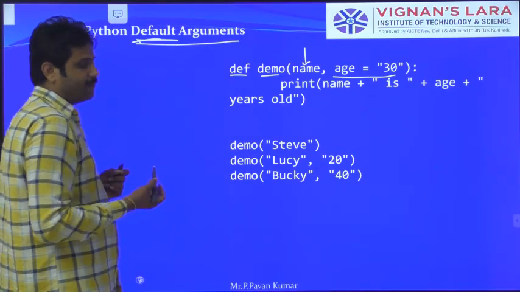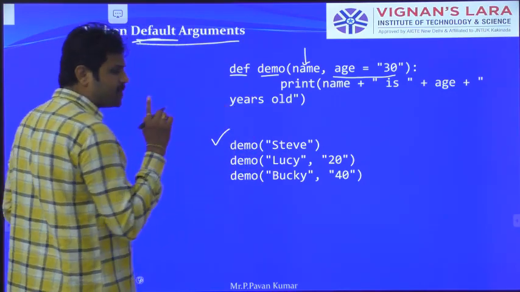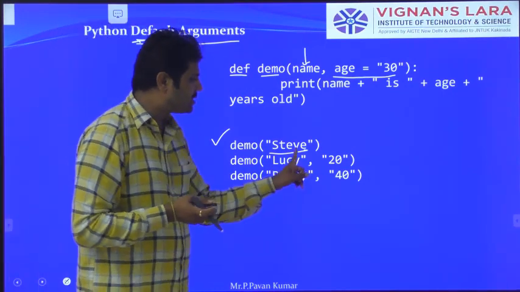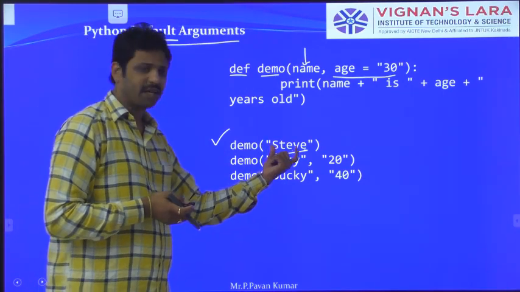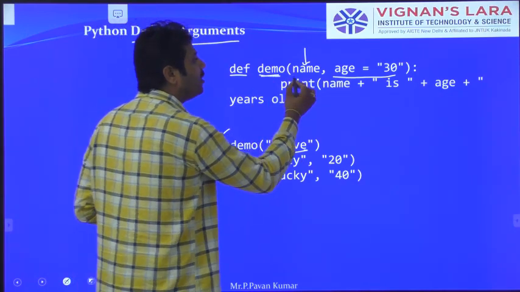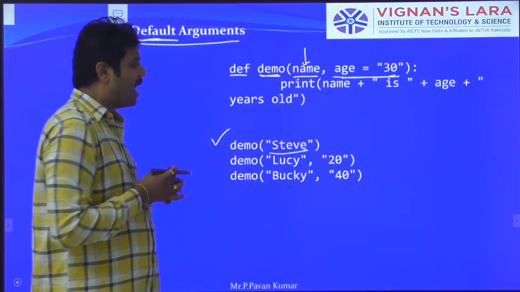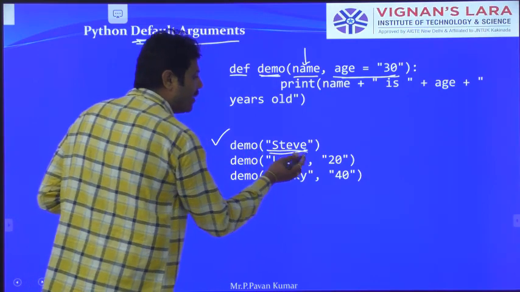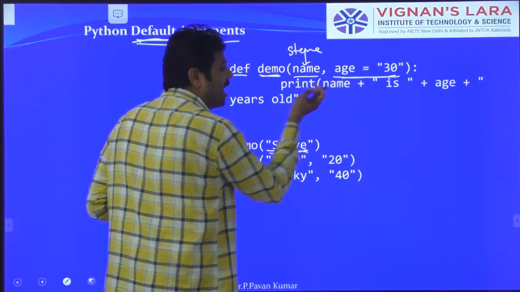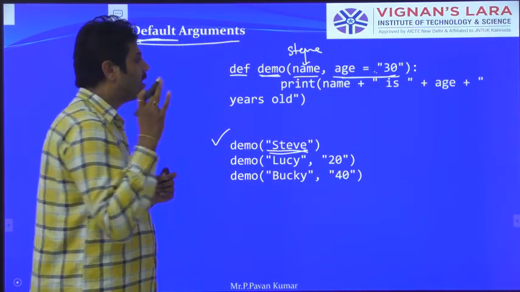So let us see. First, demo of Steve. Observe, here I pass only one argument. Only one object here. So this is Steve, but demo has two arguments. One is name and second is age. But I just pass one argument, Steve. It will take Steve, and for the second argument by default it takes 30. By default it takes 30.